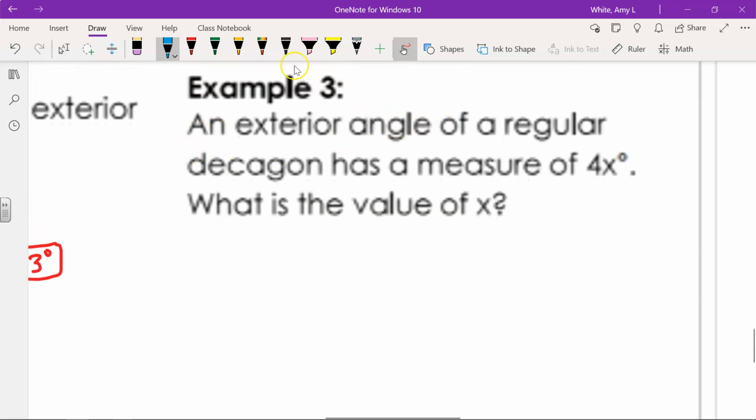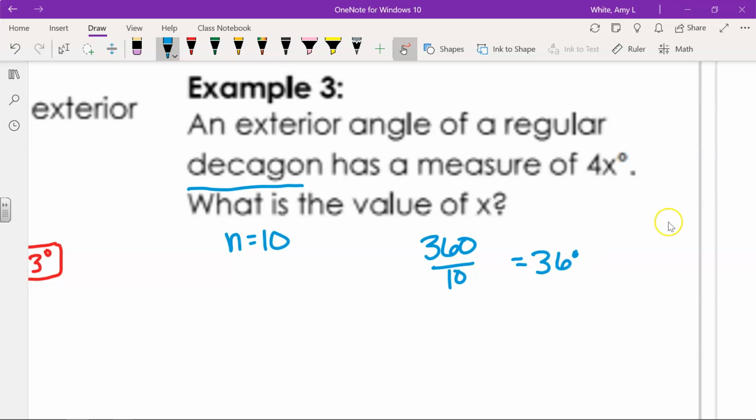An exterior angle of a regular decagon has a measure of 4x. What is the value of x? So first off, decagon we know has 10 sides. So to find out each exterior angle, I could do 360 divided by 10, which is 36 degrees. So if each angle is 36, then I know that 36 is going to be equal to 4x. So I can divide both sides by 4 and get x equals 9.